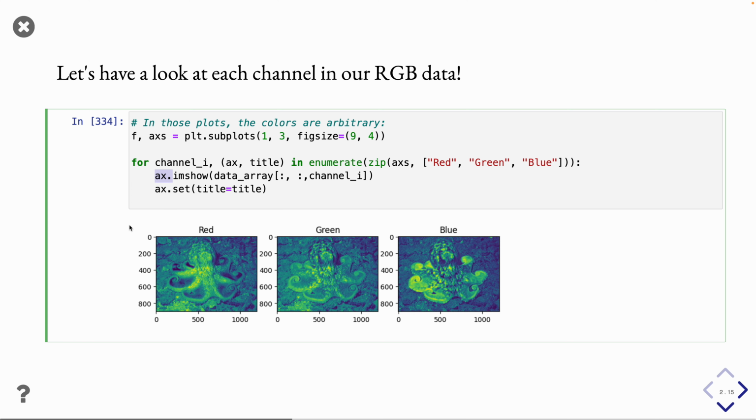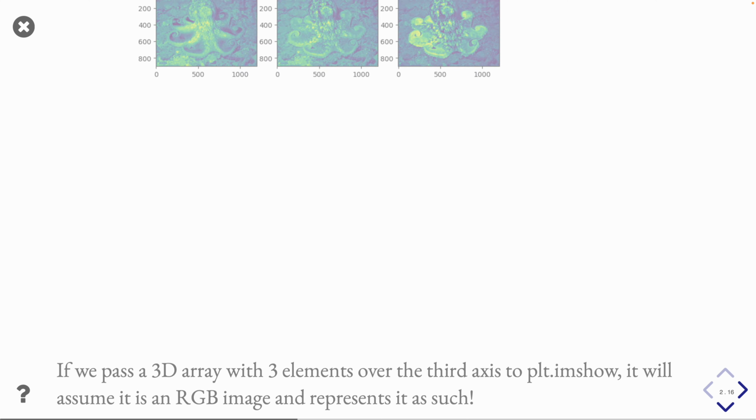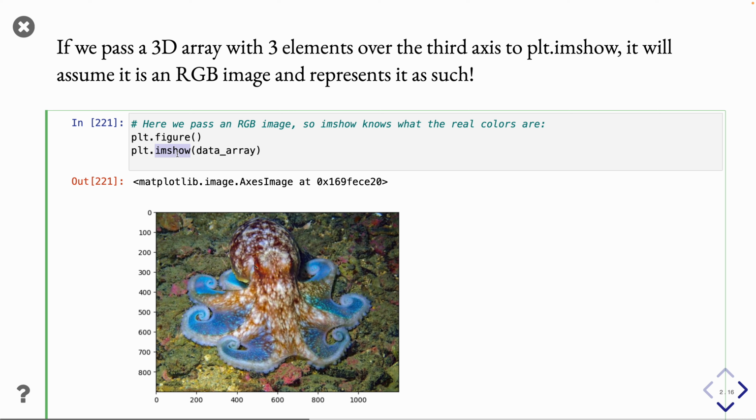What I can do with imshow is pass the full data array, and imshow knows that if I pass a 3-dimensional image with 3 elements over the last axis, this is reasonably encoding an RGB image, and that's why we can get it in color. So if you need to show an image in color, you can use imshow.